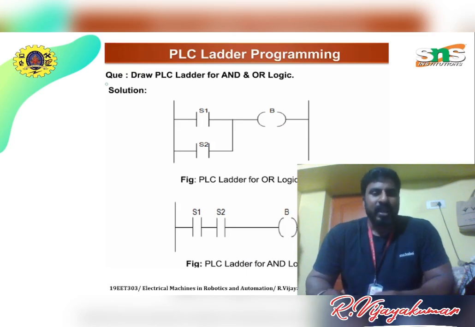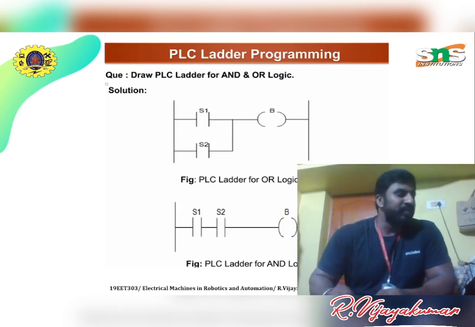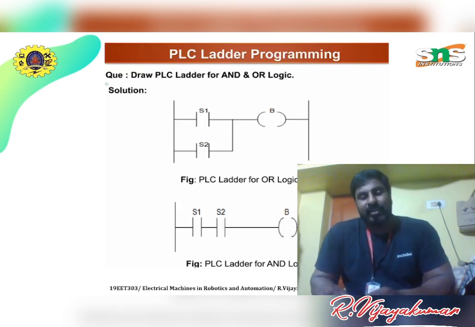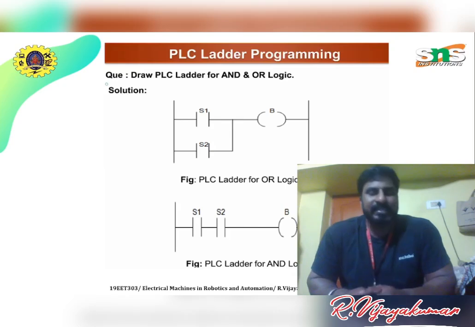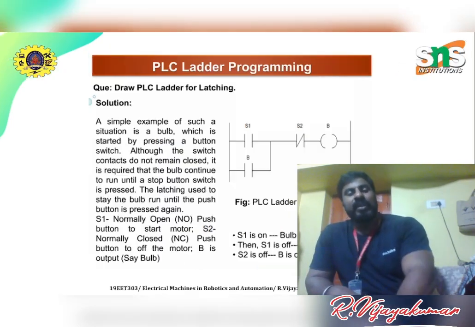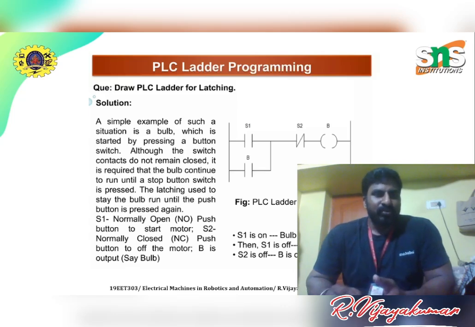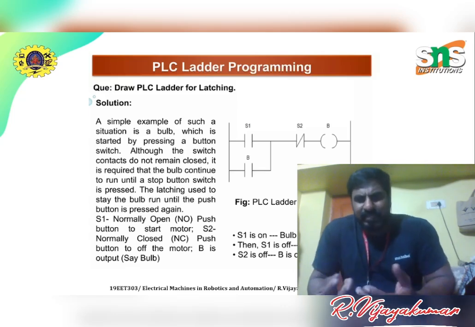And a PLC ladder for AND logic, for example: it should be S1 and S2. Input 1 and input 2 should both be high, then only the output will be high. So we connect the two switches in series, and the functionality of the AND logic is completed. Now we will give a small example.